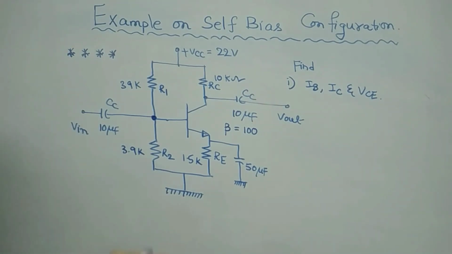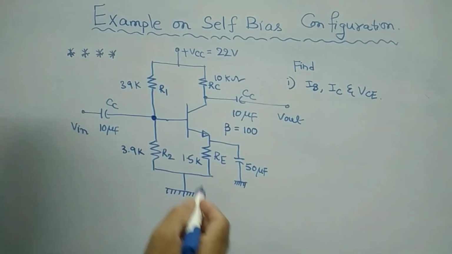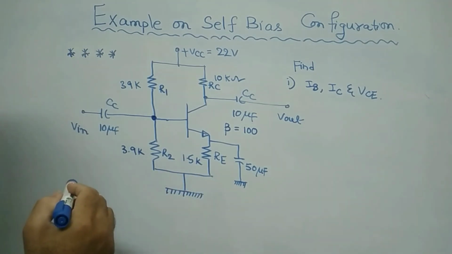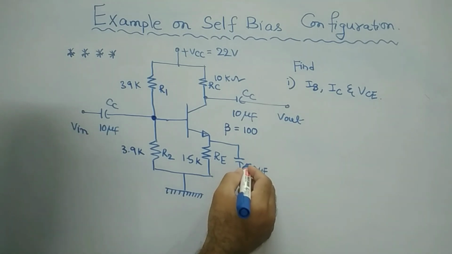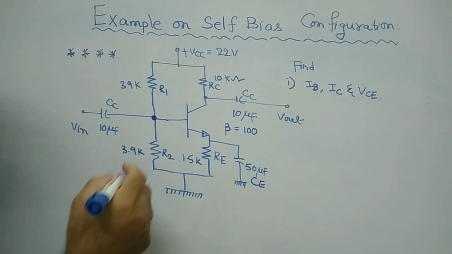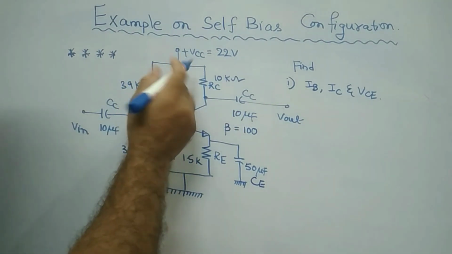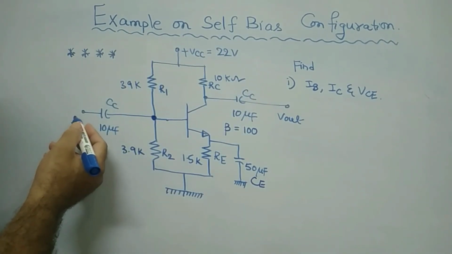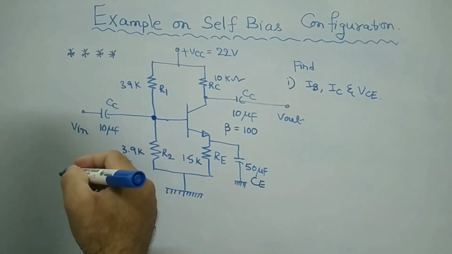So this is the given problem, which is based on self-bias configuration. The transistor is connected in this fashion, with an emitter resistor in parallel with the emitter capacitance, this is CE, the emitter capacitance. Similarly, there is collector resistor RC, and also R1 and R2, right? Here plus VCC is given as 22 volts, the input voltage is applied at the base, and the output is taken from the collector terminal, right?